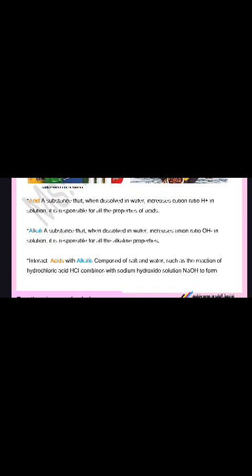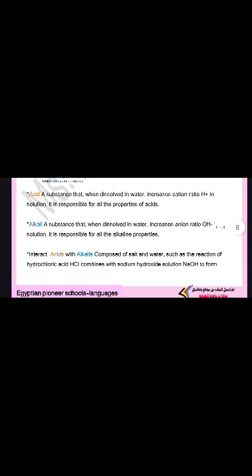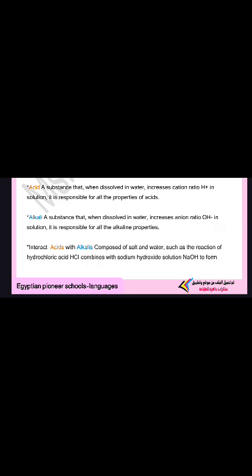Acid, like we've mentioned before, is a substance that when dissolved in water increases cations, or hydrogen positive charges, in the solution, and it's responsible for all properties of acid. While alkali is a substance that when dissolved in water increases anions, which is OH, the hydroxide atomic group, or hydroxide anions in the solution, which is responsible for all alkaline properties.